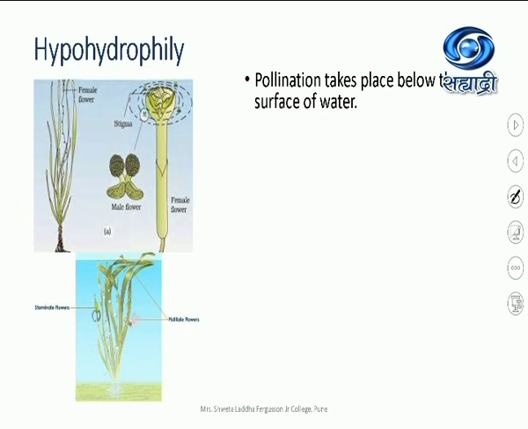Now, pollination takes place below the surface of water, unlike Vallisneria, where it was a dioecious plant and pollination occurred on the surface. Here, pollination takes place below the surface. It takes place in the case of Zostera and Ceratophyllum.